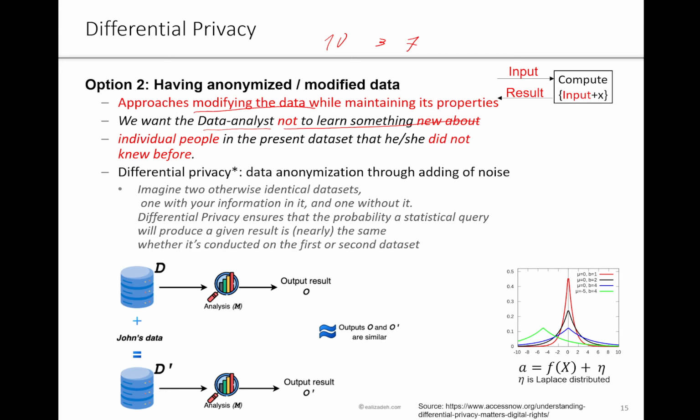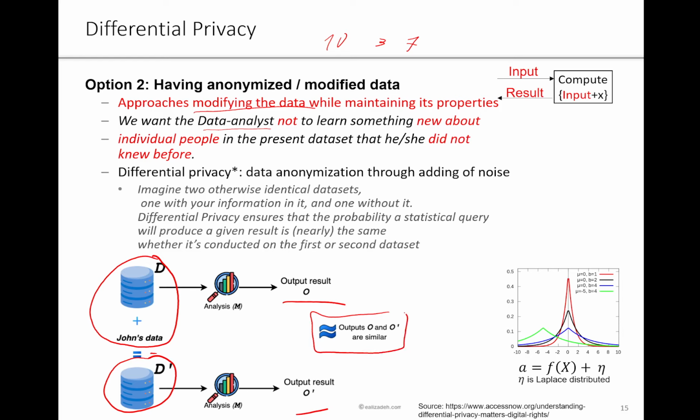So that means what you want to have eventually is, if you have a database with John's data, and you have a database without John's data, it should lead to the same, very similar output, so that you cannot differentiate whether the data of somebody specific is inside or not. That's the aim of differential privacy.